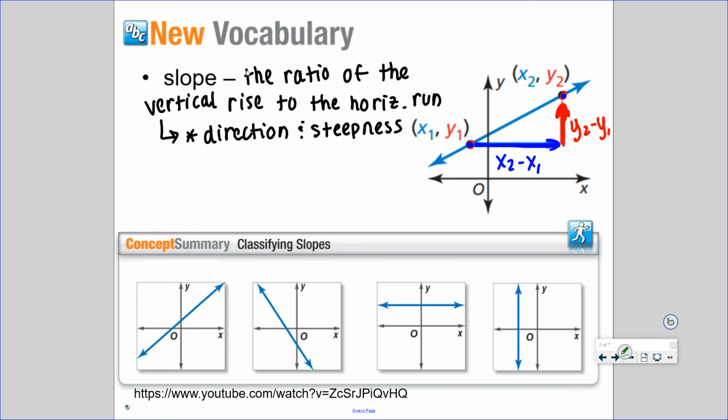Okay, so there's a couple of different ways we can describe slope. First of all, do you guys remember what variable we use for slope? What letter? E? B. B. No. M. M. B is y-intercept. I think that's what you're thinking of. Do you guys know why we use M? No.